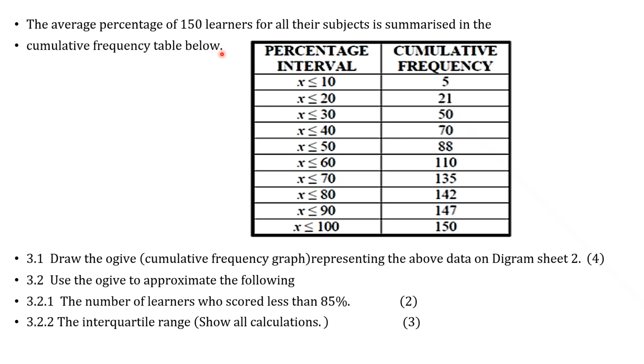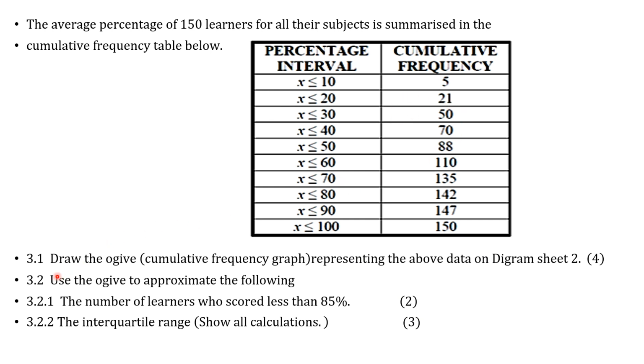frequency table below, right? So percentage interval. Learners have got less or equal to 10%, less or equal to 20%, less or equal to 30, all the way to 100. Cumulative frequency 5, 21, 50, all the way to 150. So that's 150 learners. So you may remember for cumulative frequency, it's 5 plus 16 would have given me 21, 21 plus 29, 50, etc.